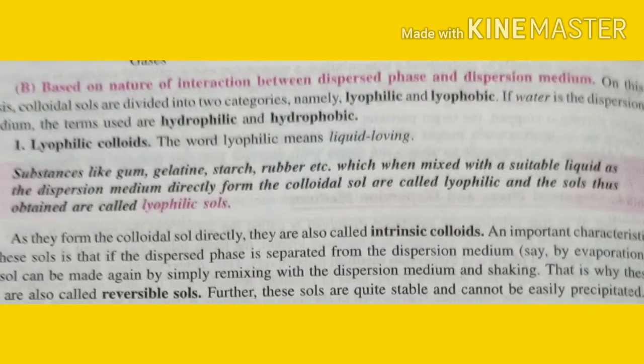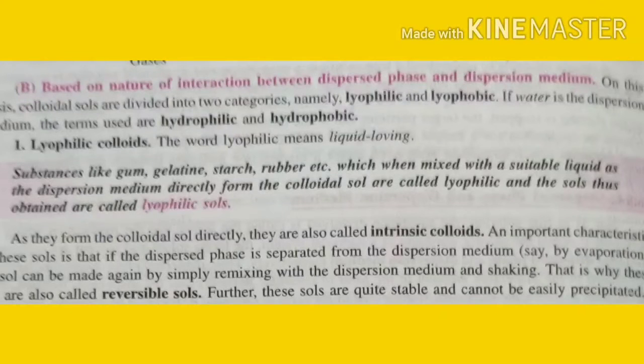On the basis of colloidal sols, colloids are divided into two categories, that is lyophilic and lyophobic colloids. If water is the dispersion medium, the terms used are hydrophilic and hydrophobic. So first is the hydrophilic colloids. The word hydrophilic means liquid loving. Substances like gum, gelatin, starch, rubber, etc., when mixed with a suitable liquid as dispersion medium, directly form the colloidal sol, are called lyophilic, and the sols thus obtained are called lyophilic sols.